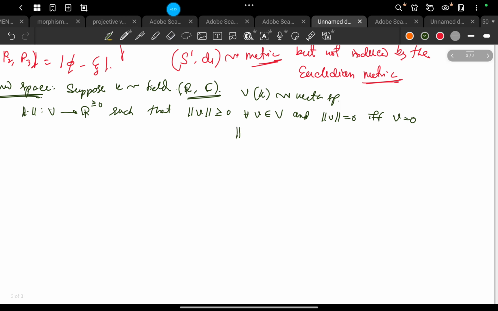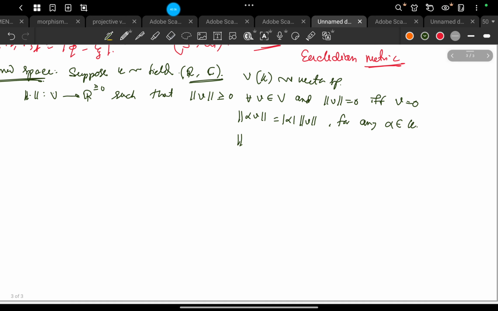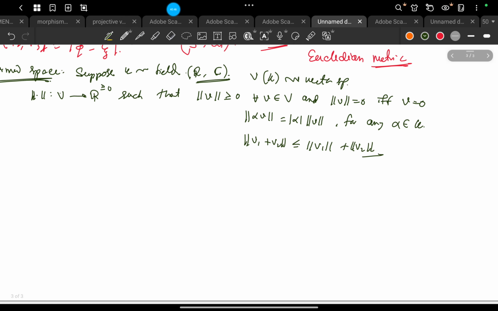Next is that norm of alpha times v equals mod of alpha times norm of v for any alpha belonging to K, and norm of v1 plus v2 is less than or equal to norm v1 plus norm v2. So then V with respect to this particular function is said to be a normed linear space.